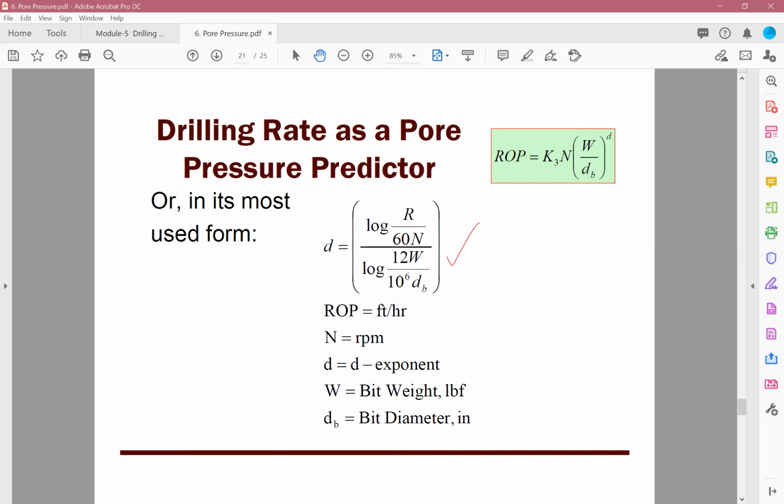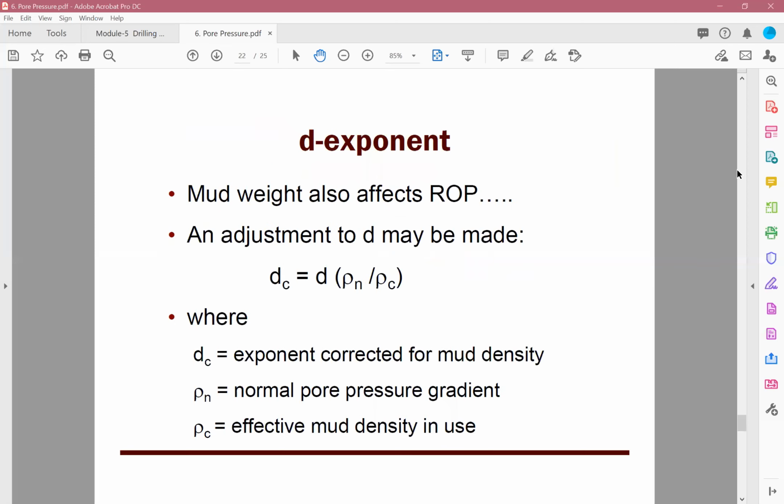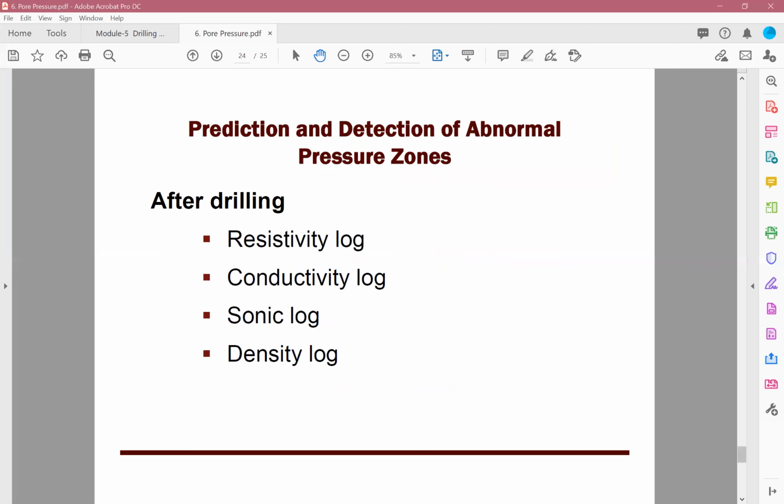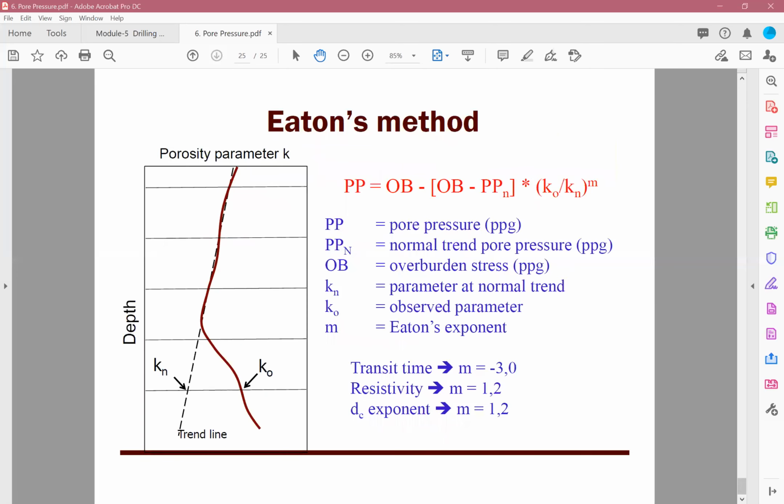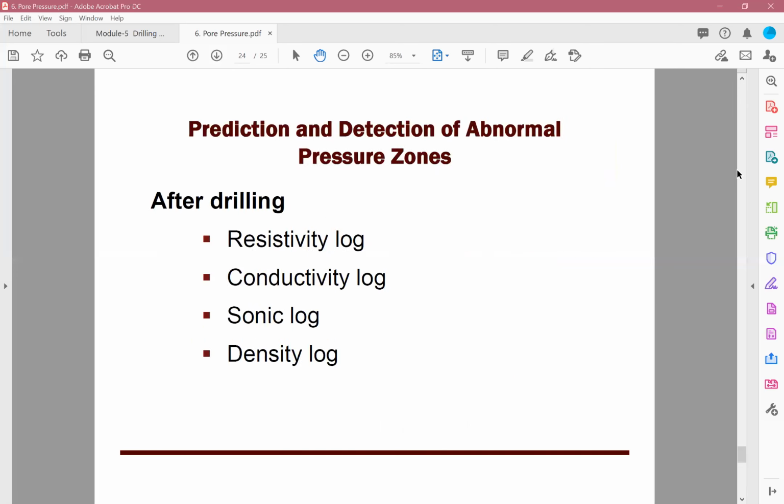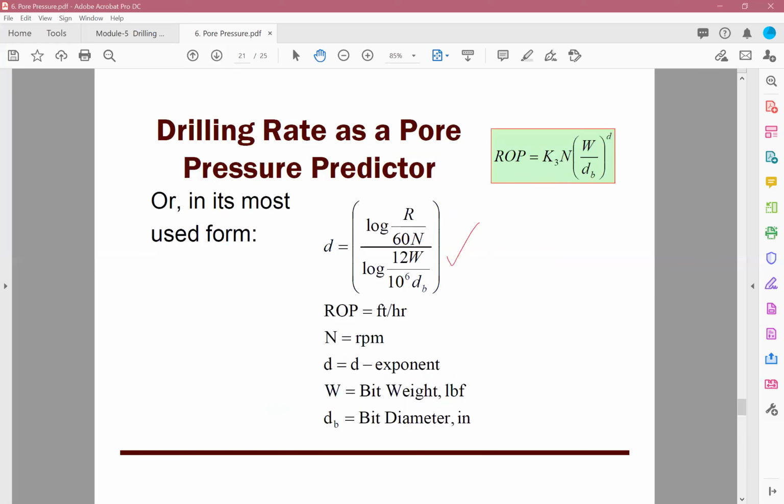In this equation, R should be in feet per hour, N should be in RPM, and weight on bit should be in pound force. d is the exponent, and the diameter of the bit is in inches. Now, in normal drilling, before talking about the exponent, let me see where it is. Not here. Okay, so let me see.